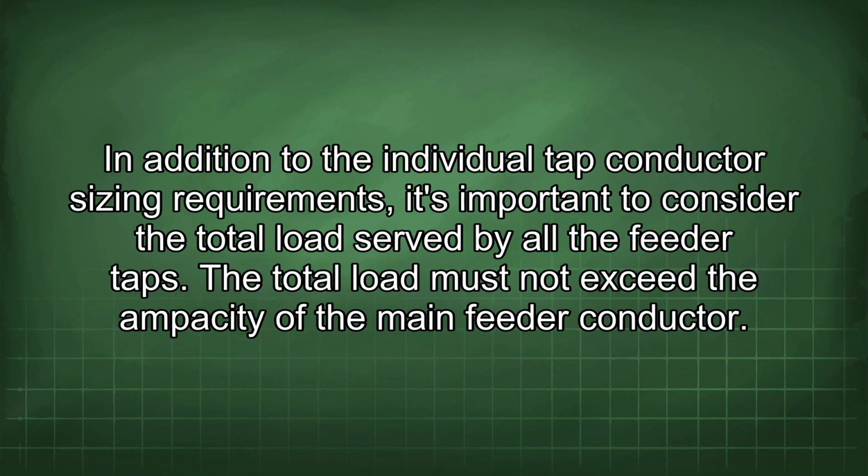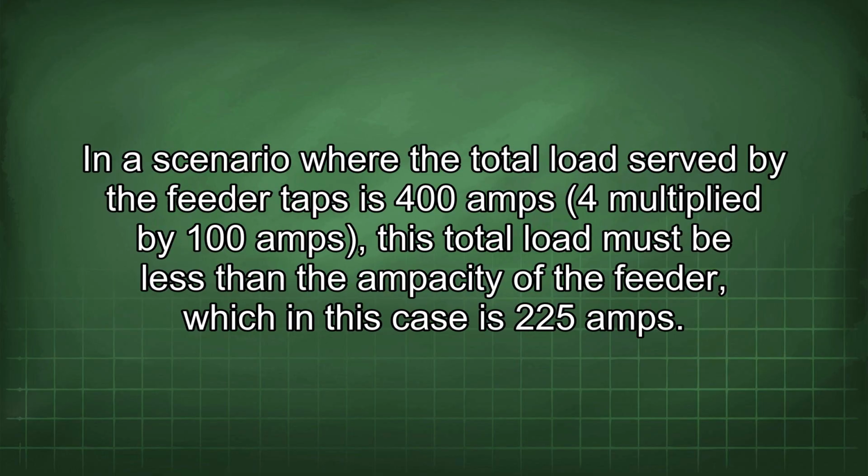In addition to the individual tap conductor sizing requirements, it's important to consider the total load served by all the feeder taps. The total load must not exceed the ampacity of the main feeder conductor. In a scenario where the total load served by the feeder taps is 400 amps, 4 multiplied by 100 amps, this total load must be less than the ampacity of the feeder, which in this case is 225 amps.